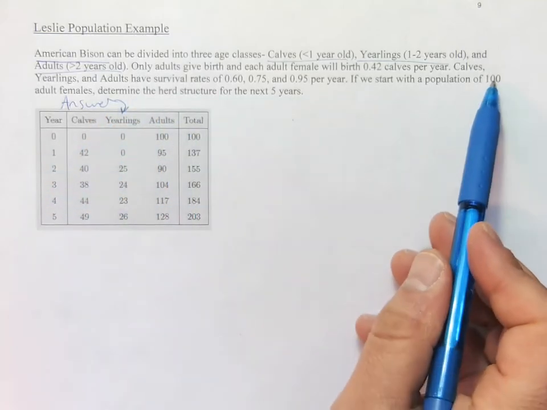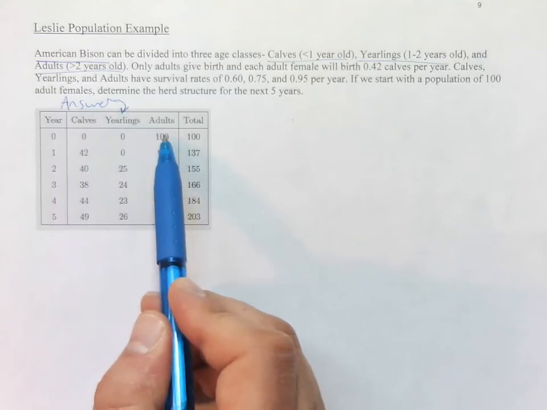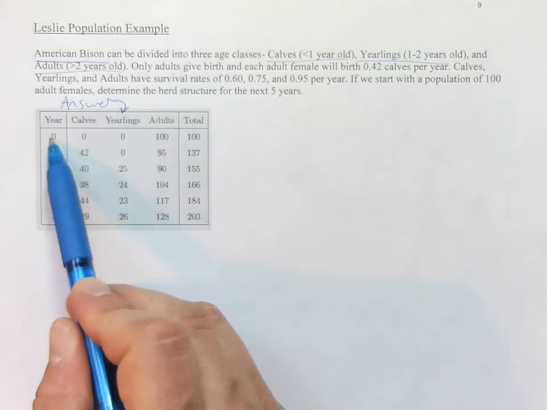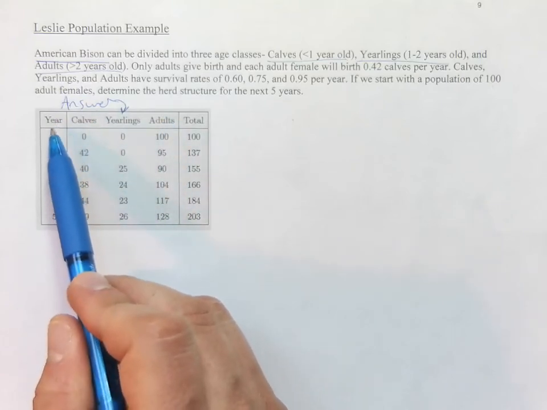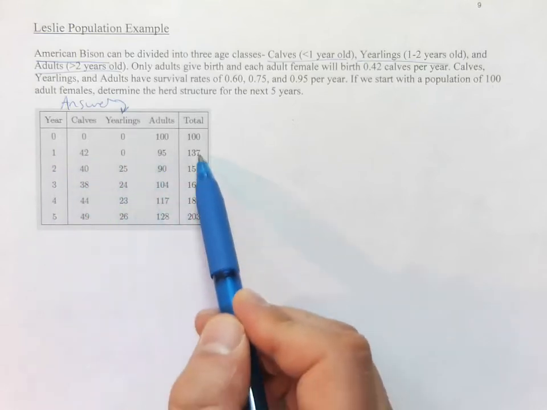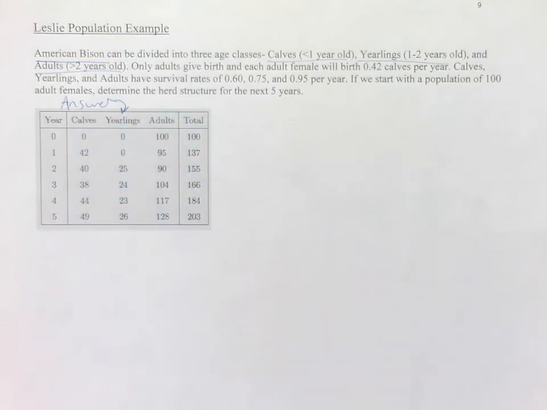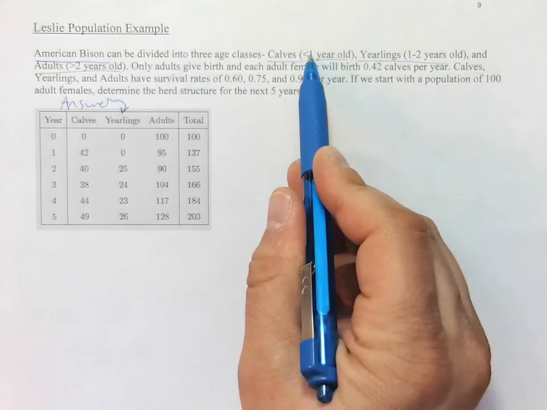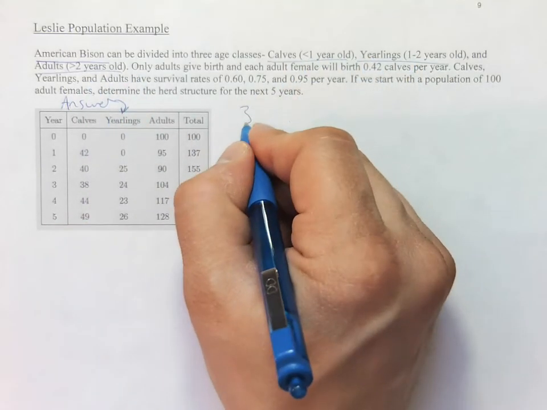It says we have 100 adult females to start, none of the others in year 0. And then this is saying in year 1, 2, 3, 4, 5, this is how the population breaks down. We're going to recreate this table using our matrix model. So let's write down the information we have. We have 3 age classes, 1, 2, 3.